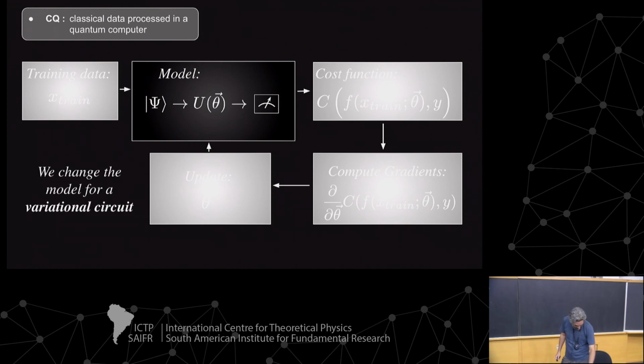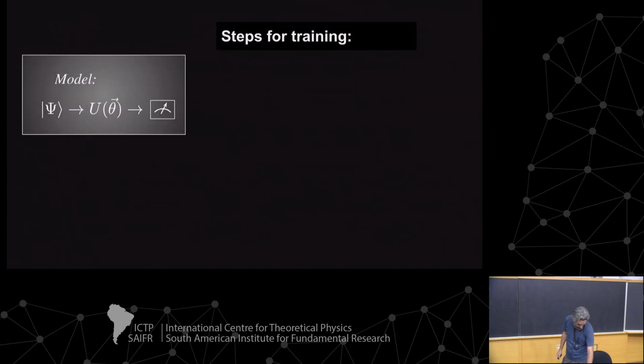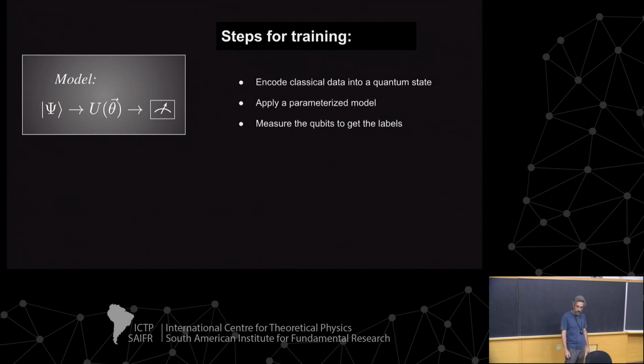As we said, we change the model for a variational circuit. This is the main idea. So here are the steps for training in a quantum computer. This is our model, a quantum model. The first step is to encode the classical data in a quantum state. Then you need to apply a parameterized model. And in the end, you need to measure the qubits to get the labels. There are many different strategies to do this as well.